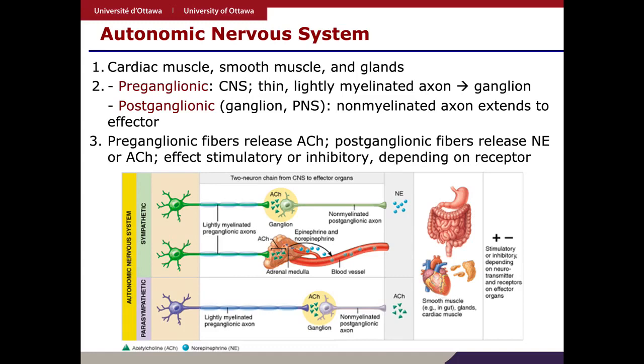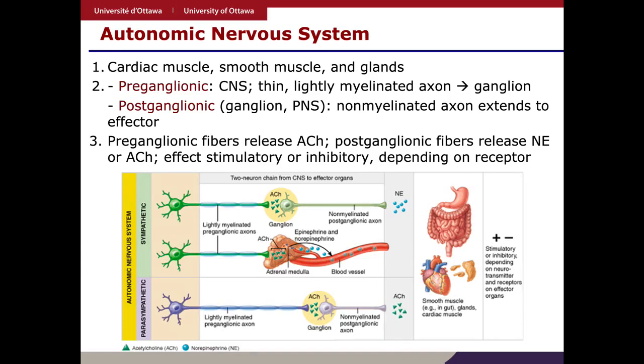Motor neurons of the autonomic nervous system innervate cardiac muscle, smooth muscle, and glands. The ANS uses a 2-neuron chain to reach its effectors, kind of like having to take one bus to a station, disembarking, and then hopping onto a second bus to your destination.